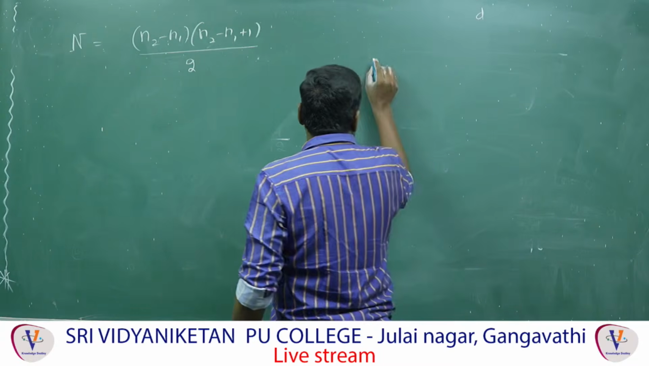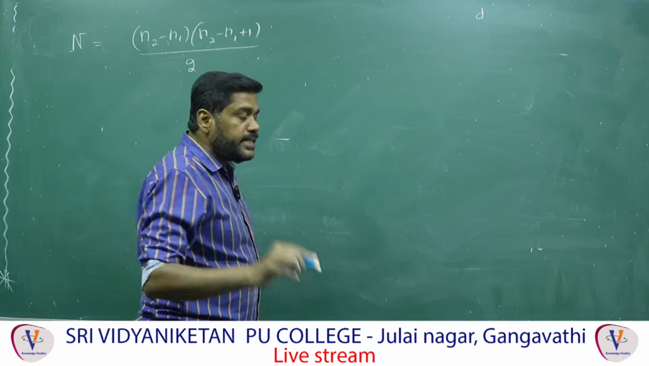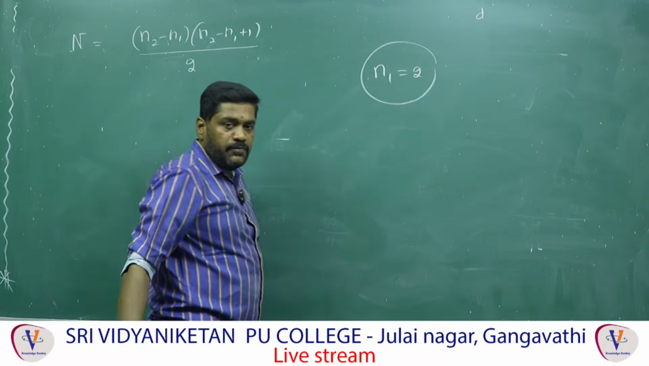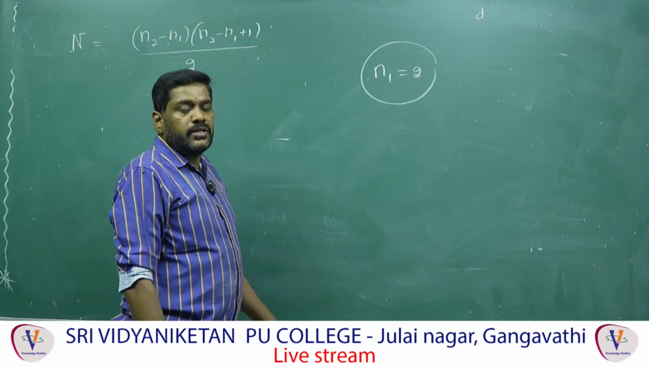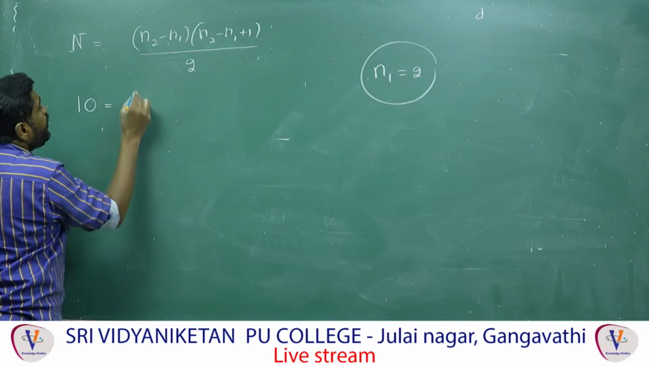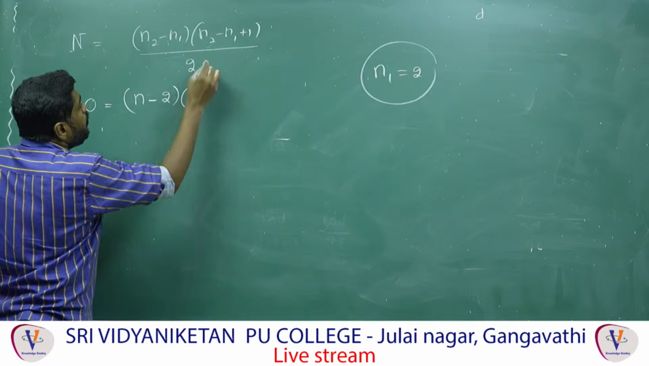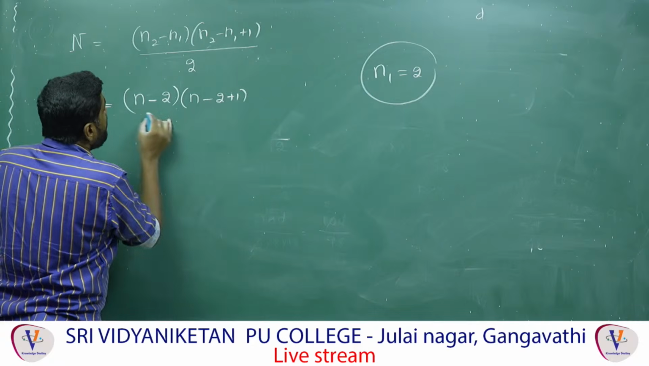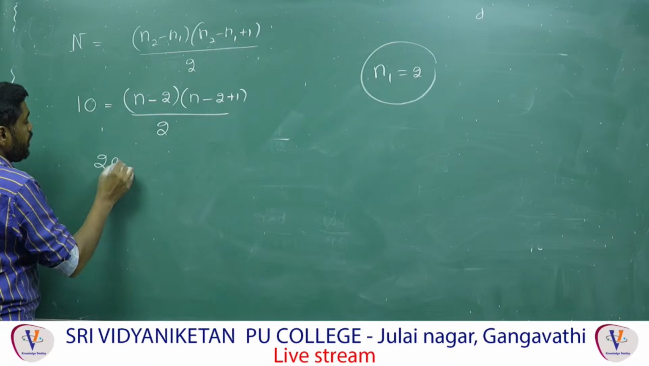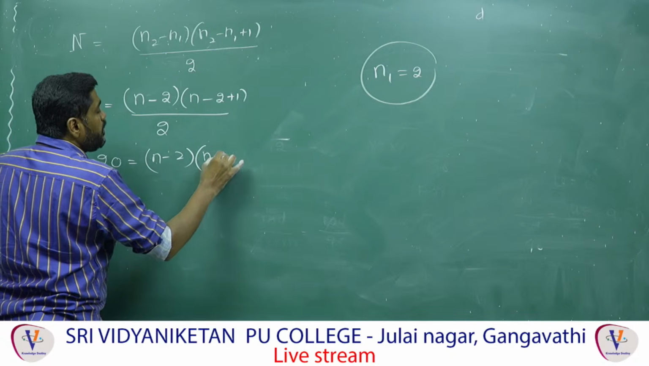For the ground state, n1 is equal to 1, and for the first excited state, n1 is equal to 2, not 1. If you take n1 is equal to 1, you get a wrong answer. Therefore, here the total number of spectral lines is given, and n2 I will take as n. So, n1 is equal to 2, and so (n minus 2) into (n minus 2 plus 1) by 2. So, 2 bring this side. Therefore, 20 is equal to (n minus 2) into (n minus 2 plus 1), nothing but n minus 1.